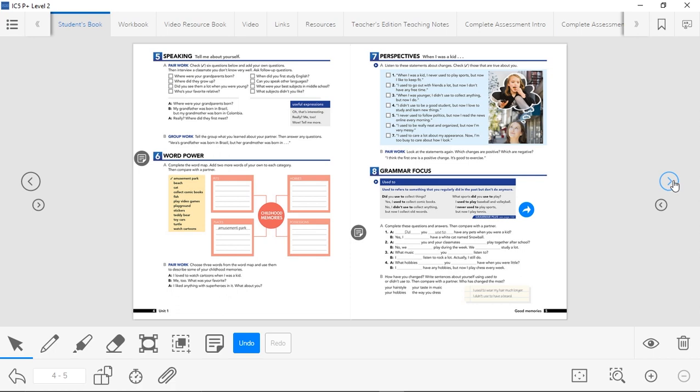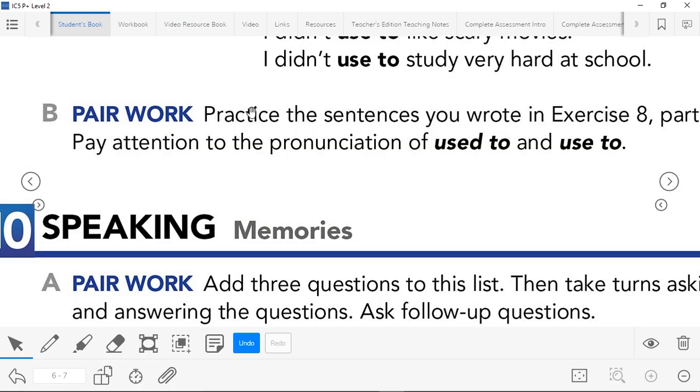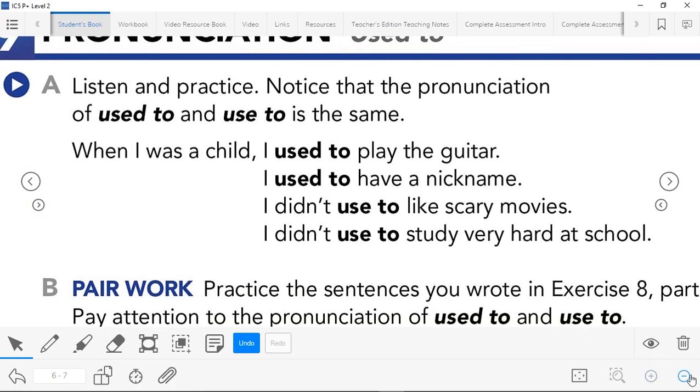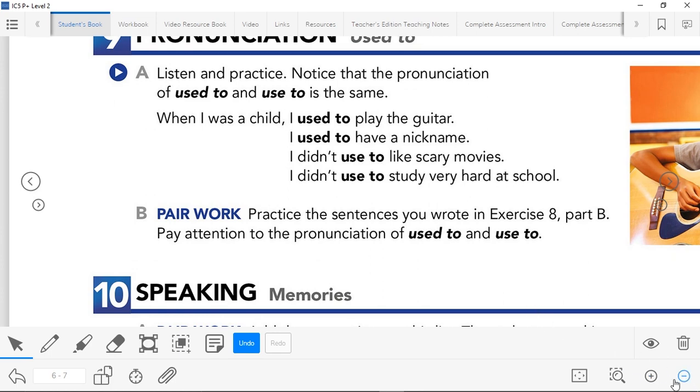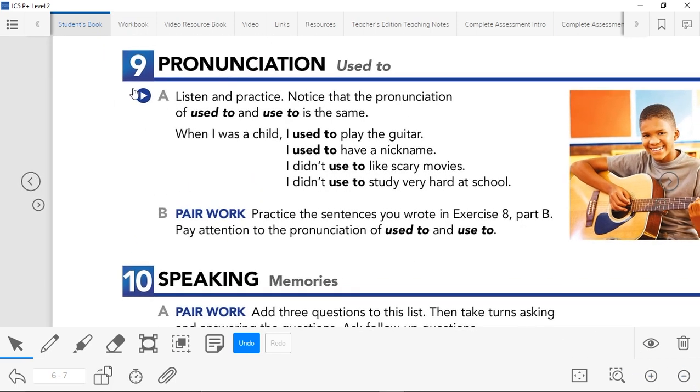Okay, let's continue. And now something important about used to, and it's starting to notice the difference in the pronunciation between used to and used to. So let's listen to this and let's try to practice the pronunciation of used to. First let's listen and then I will do it with you. Okay, let's listen.